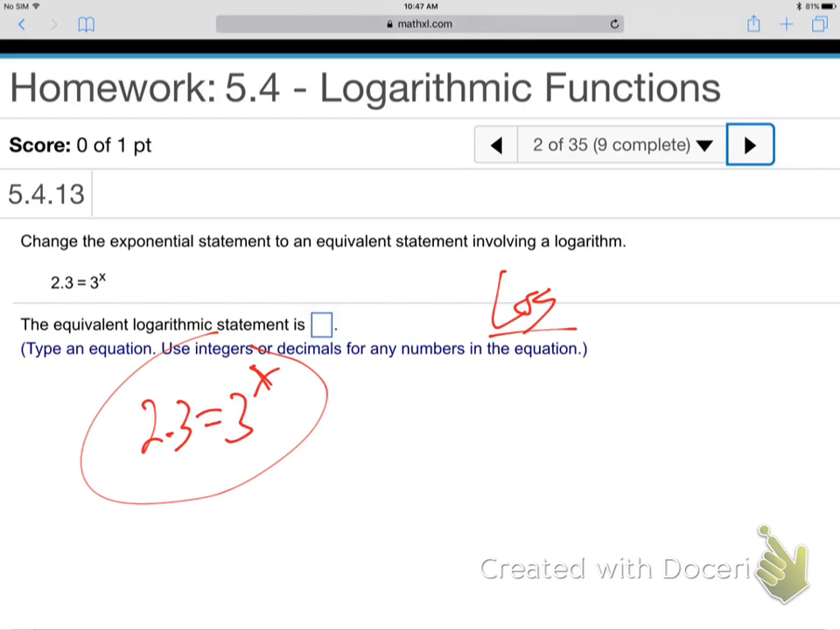So try that. So bring in the word log. Base stays the base, the other two switch. So who's the base? It's the 3 and the other two switch. So the 2.3 and the x will trade spots. Instead of the 3 to the x, it's going to be 3 to the 2.3, and the x will go over there. Good? And that's it. That's all.